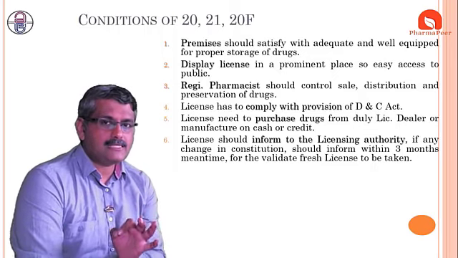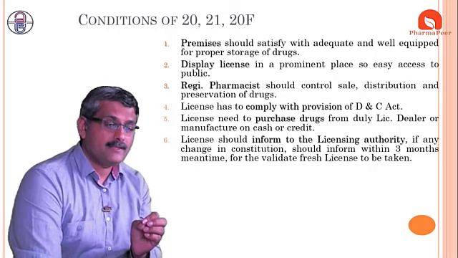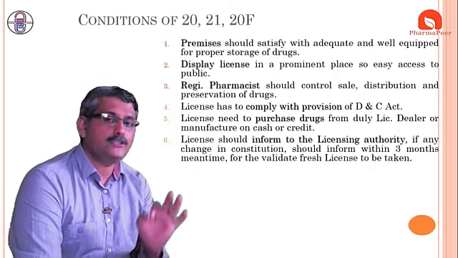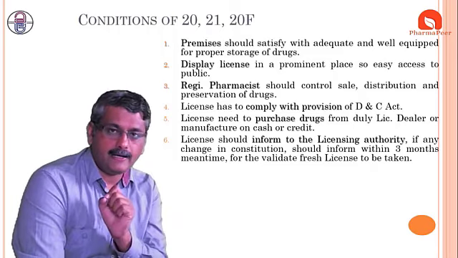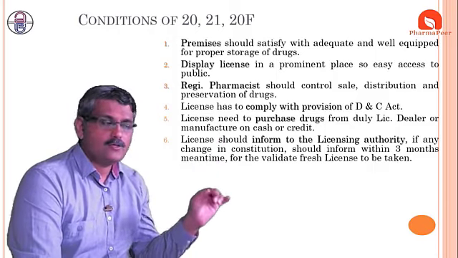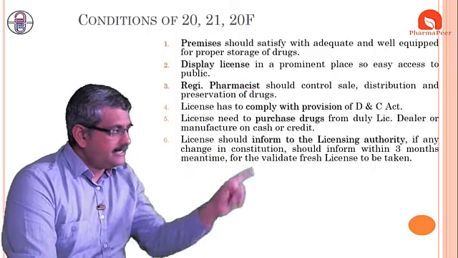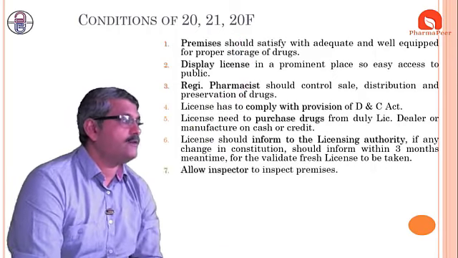Only a few changes are there with form number 20F and 20G. 20F and 20G are related to the sale of Schedule X drugs. So for that purpose, they need some specific conditions. Apart from that, these are also common. So whenever they ask a question on 20F, we need to write this. In addition, the form number 20F conditions we have to mention.